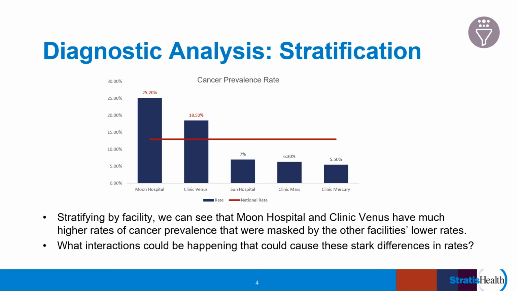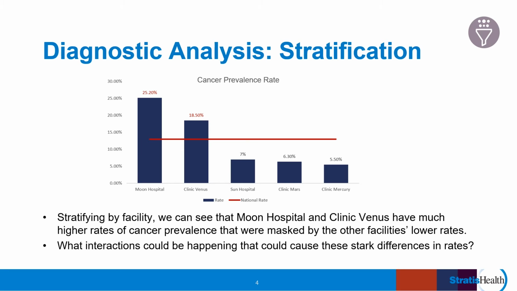stratifying by facility, we can see that Moon Hospital and Clinic Venus have much higher cancer prevalence rates masked by the other facilities' lower rates. What interactions could be happening that could cause these stark differences in rates? When we stratify the data by different groups or categories, we may see different trends in the data that tell a different story. Moon Hospital and Clinic Venus have alarmingly high prevalence rates masked by the other organizations' lower rates.